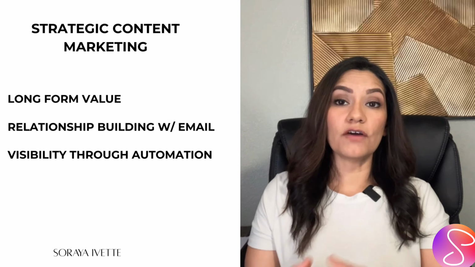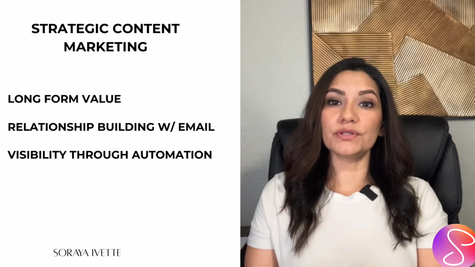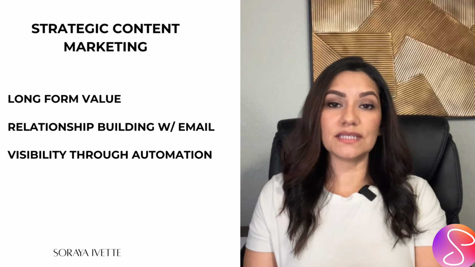But it's not your core strategy. This way, you're not spending hours chopping up content for platforms that don't move your business forward. You're focusing on what does. Long-form value, relationship building through email, and smart visibility through automation. That's more sustainable content marketing. You create once, distribute intentionally, and automate the rest. And that's how you can turn one pillar aligned idea into a full month of strategic content in about 1 to 2 hours without doing the social media hamster wheel.